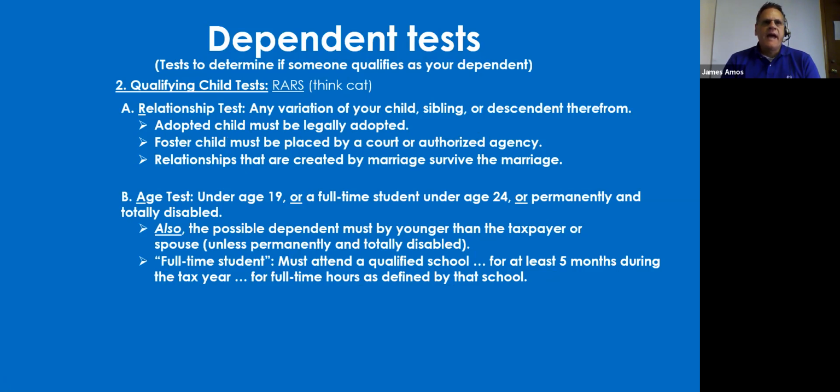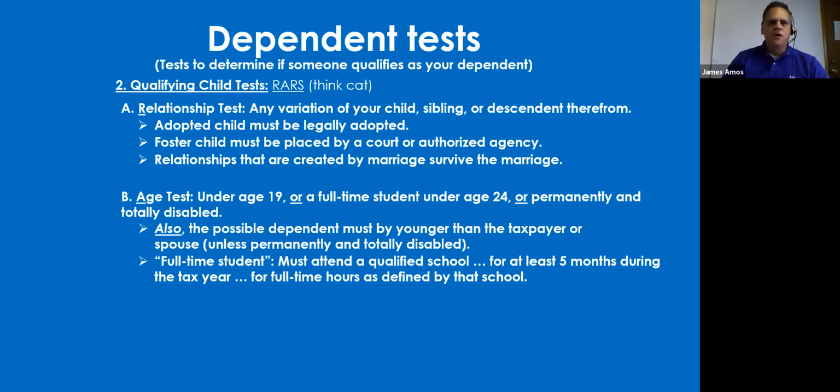So the qualifying child test. Here you think cat. Before you thought dog, here you think cat. And you see R-A-R-S. Think of it this way: rar, like a roaring lion. RARS. And why do I go through this? Because these are important tests to remember. Each letter stands for something.